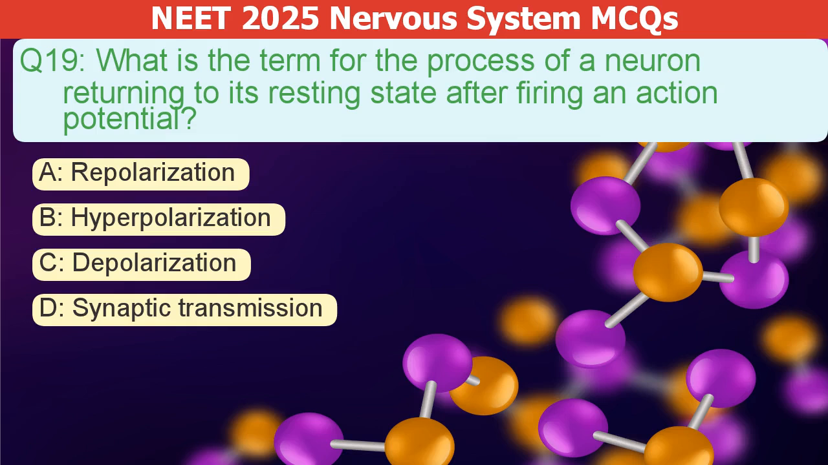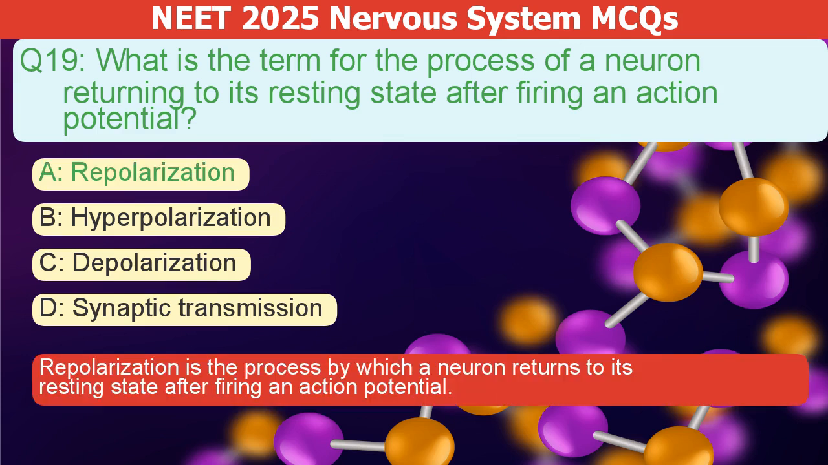What is the term for a neuron returning to its resting state after firing an action potential? A. Repolarization. B. Hyperpolarization. C. Depolarization. D. Synaptic transmission. The correct answer is A. Repolarization is the process by which a neuron returns to its resting state after firing an action potential.